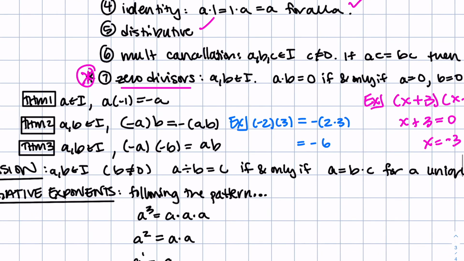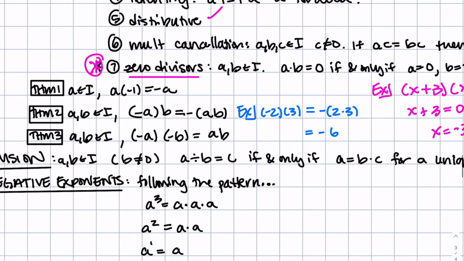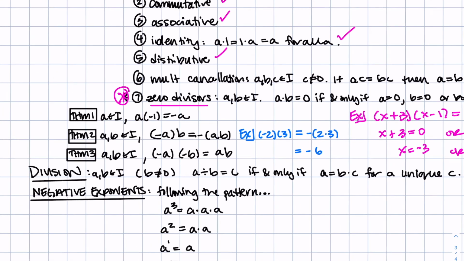And theorem 3 basically says if we have -a times -b, that's the same thing as a times b. So again, if these things seem unintuitive to you, I encourage you to just plug in a couple integers to make sure that that makes sense.